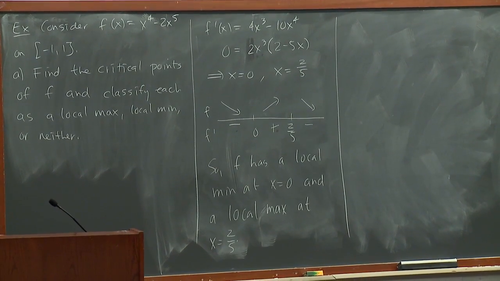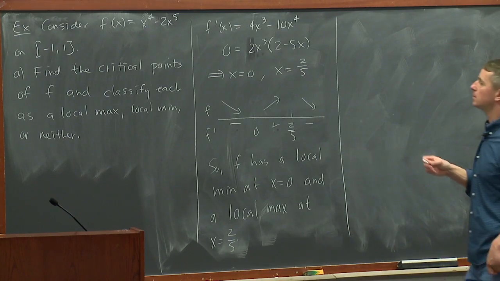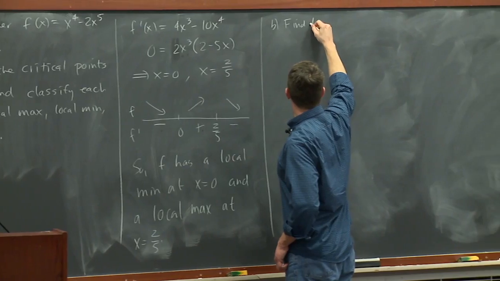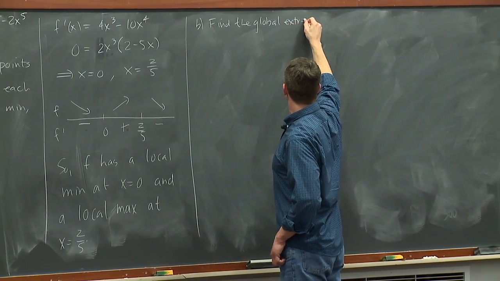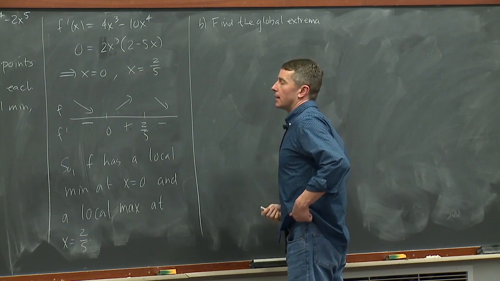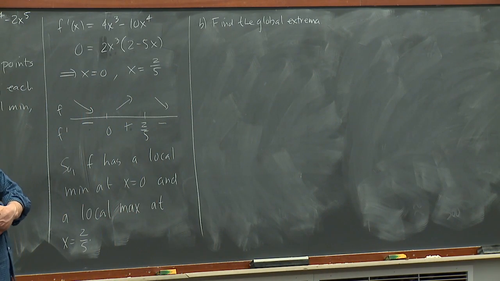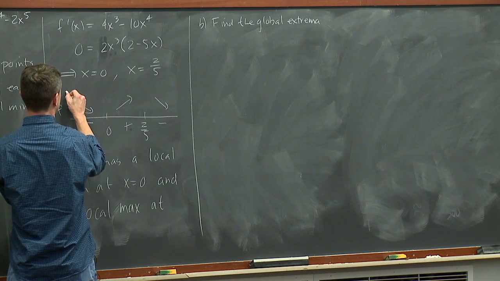All right. After we find local extrema, we usually find what kind of extrema? Global. So let's find the global extrema. And what did we decide about global extrema? They could occur at a local max or min, but they could also occur where? At an endpoint, right?